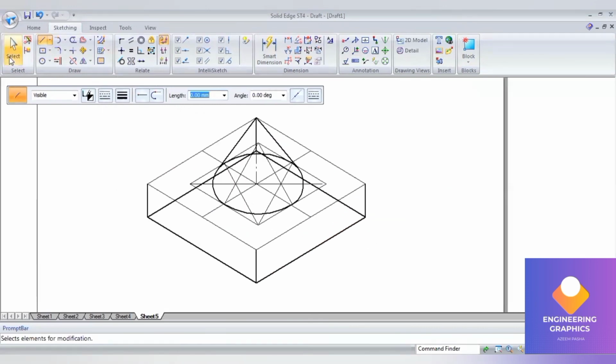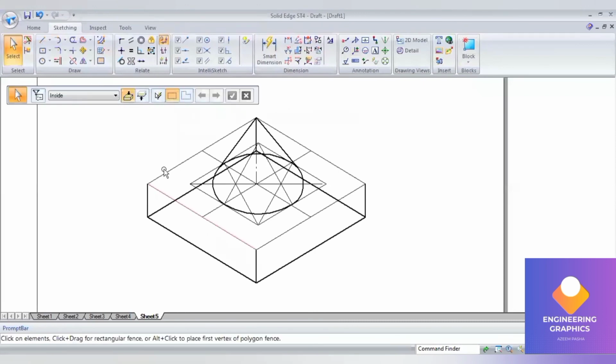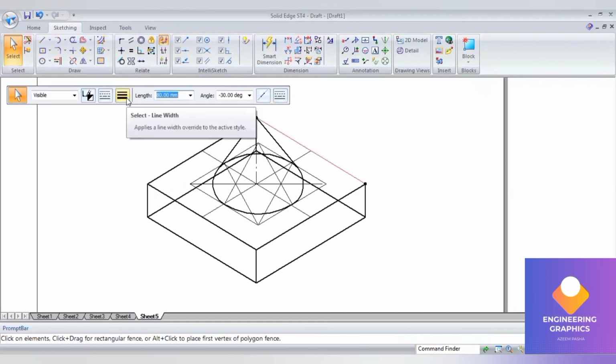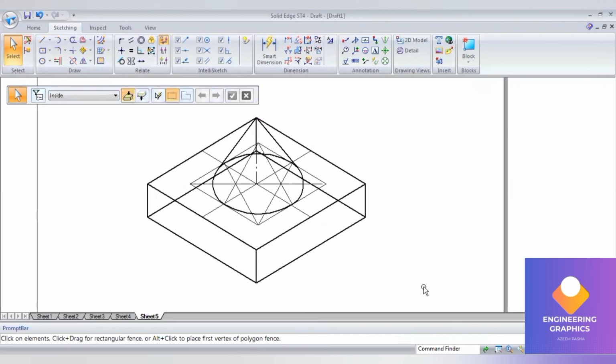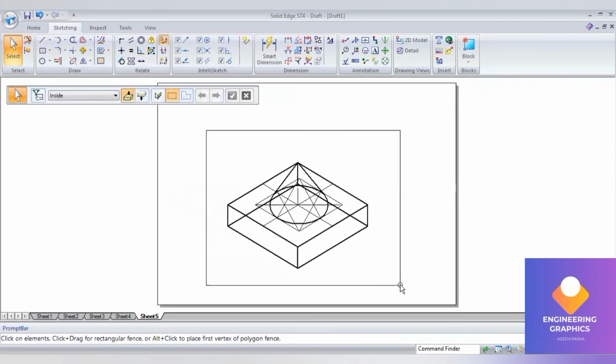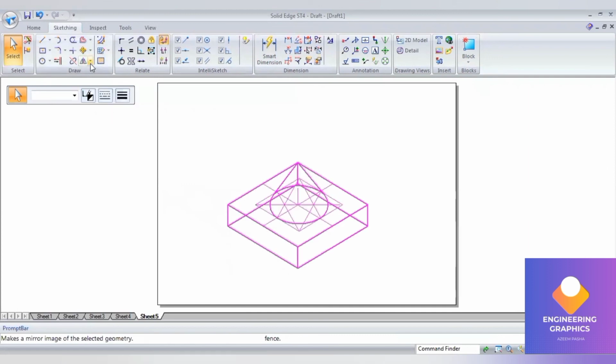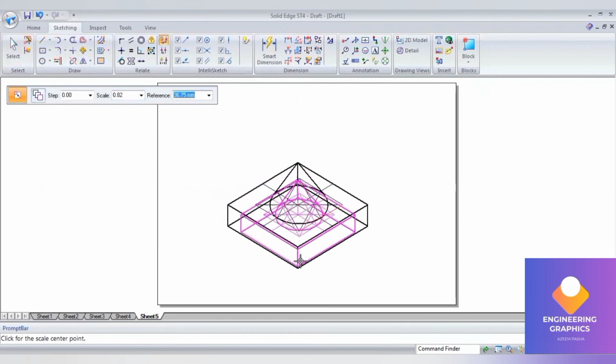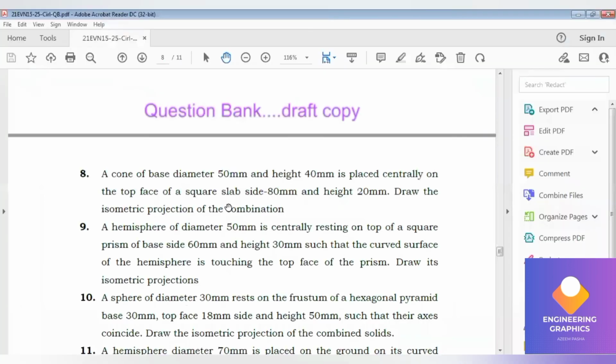Now finally we are going to convert into ISO here. The top face I'll make it thick because it is a square slab. So type 0.816, so it will be converted into ISO. So this completes the problem.